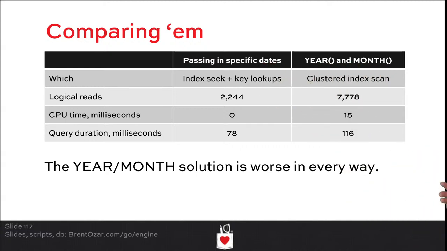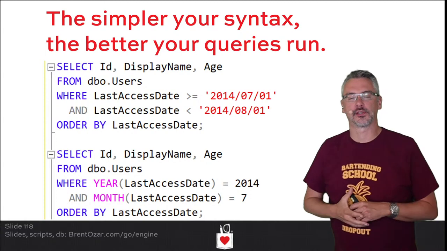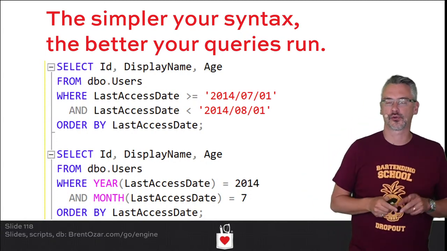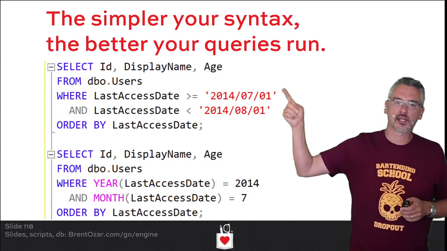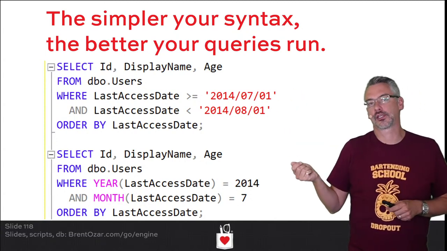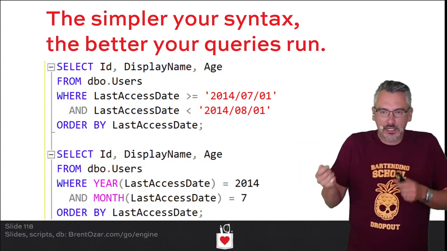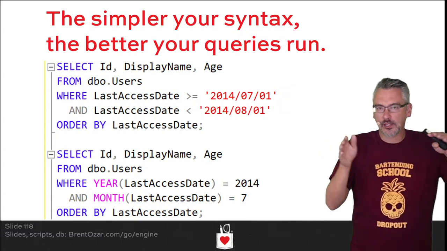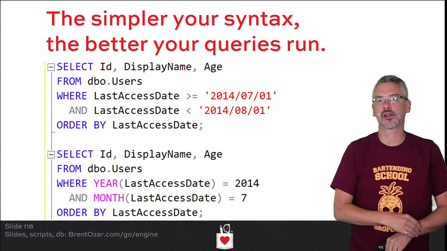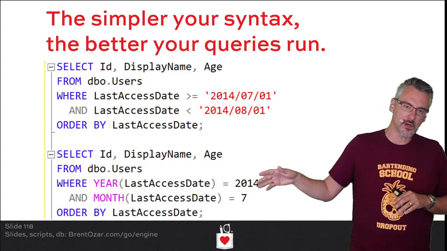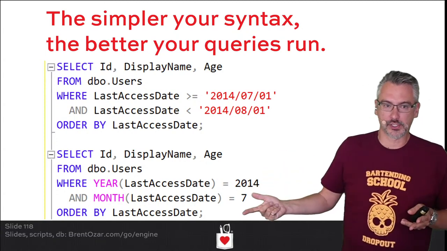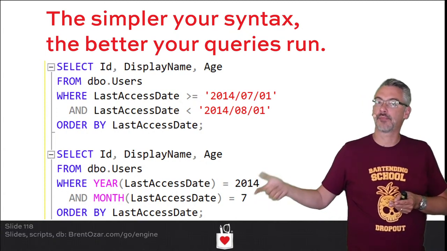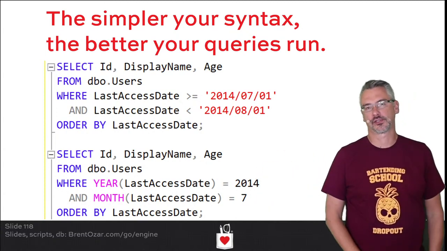Something that I tell query authors all the time is that the easier it is for a human being to understand what it is that you're trying to accomplish, the more likely it is that you're going to get a good execution plan. You and I know that when we go ahead and give it specific start and end dates, SQL Server can dive bomb into one area of the index. You and I can look at this and say, well, SQL Server, you could just dive bomb into July the 1st, read out the rows that match, and bail. But SQL Server doesn't know that.